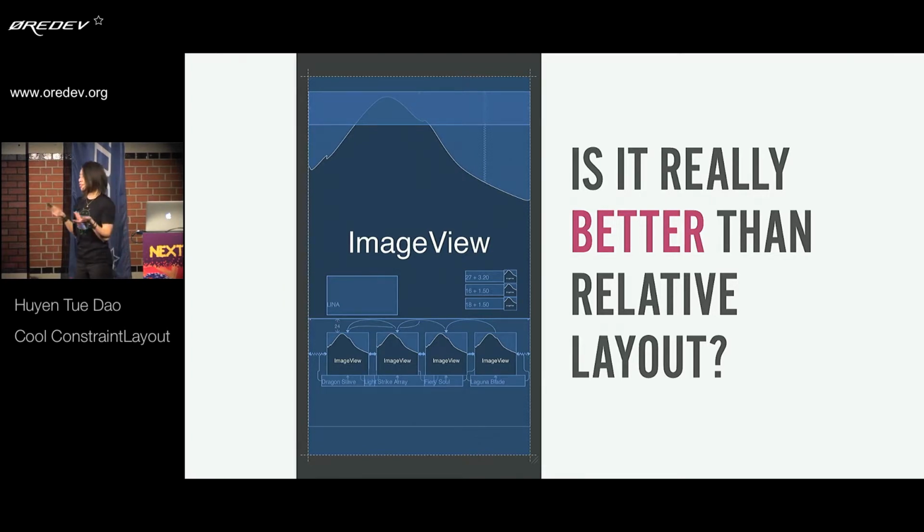So all this is great. All this fancy stuff is great. But really, what incentive do we have to use constraint layout over something like relative layout? As I mentioned before, performance is one of the main selling points of constraint layout on top of all this expressiveness and all these cool tools.